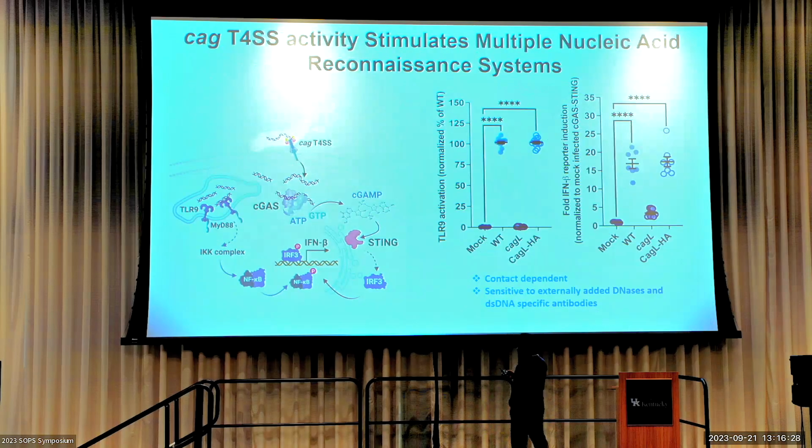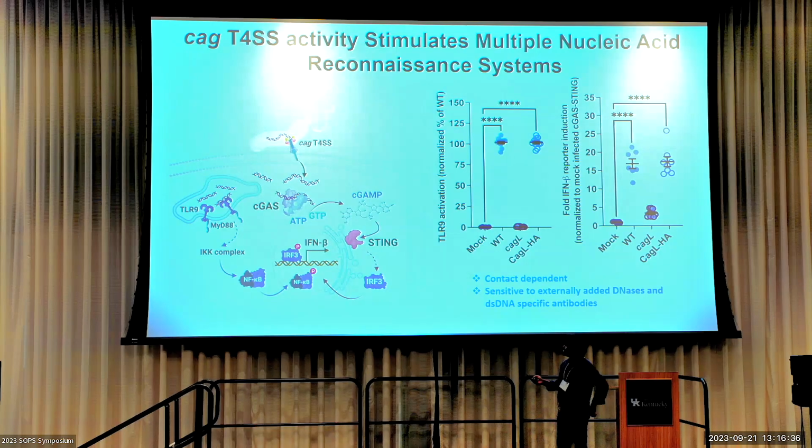Recent evidence has indicated that Helicobacter pylori is also able to secrete DNA directly into the human cells. To monitor this secretion of DNA into the human cells, we developed some assays where we look for the induction of DNA sensing pathways in the human cells. We specifically look for induction of TLR9 and cGAS-STING pathways in human cells.